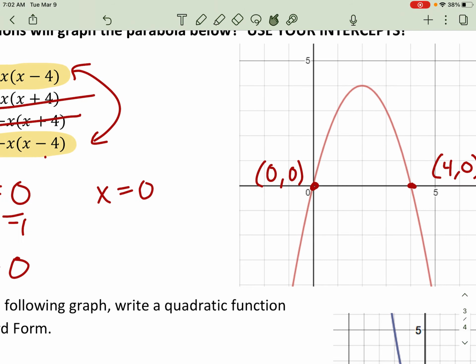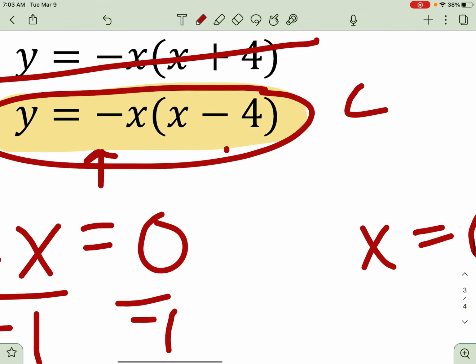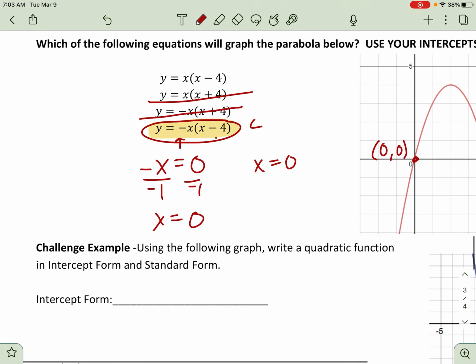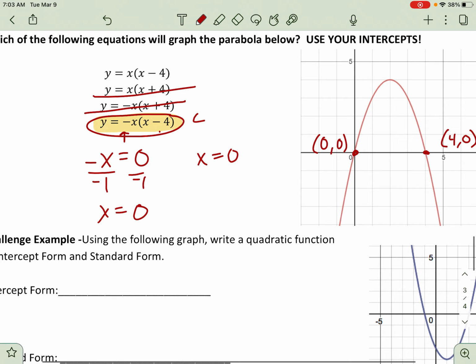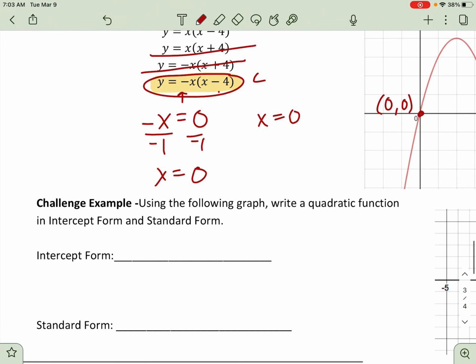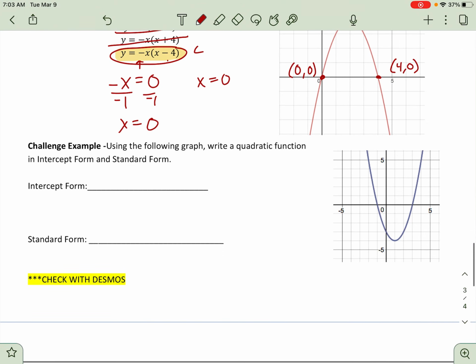This faces which way? Down, right? So if it faces down, it has to be this one because it's got the negative out front. Okay? So that's how you figure that out. Look at your intercepts, okay, and then look, is it positive or negative?